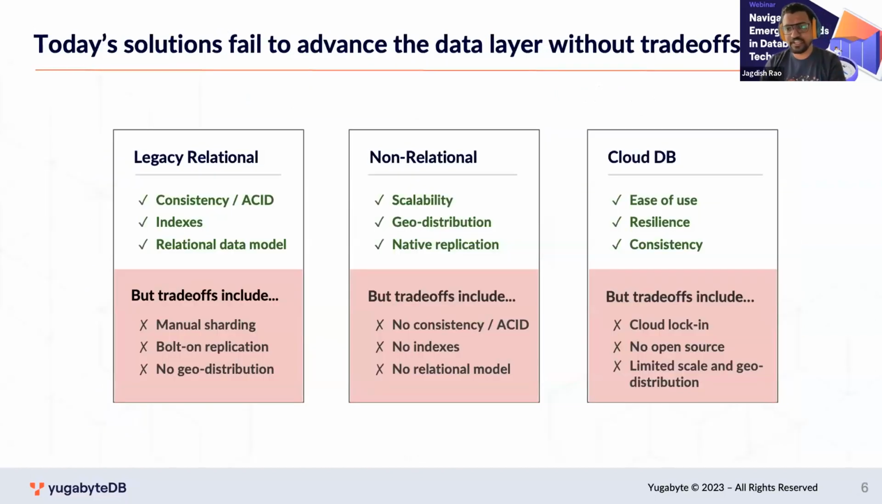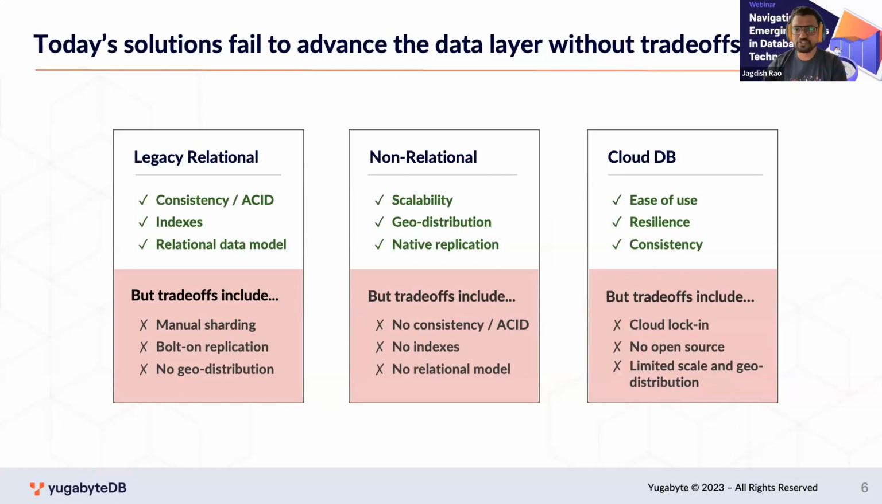So let's take a quick look at what the modern-age databases are, and how these databases are unable to fix a particular gap. In legacy relational databases, although they do provide strong consistency and ACID properties, and they have strong, consistent indexes and a relational data model, the trade-offs or gaps they do not address are, again, the day two operation of manual sharding.